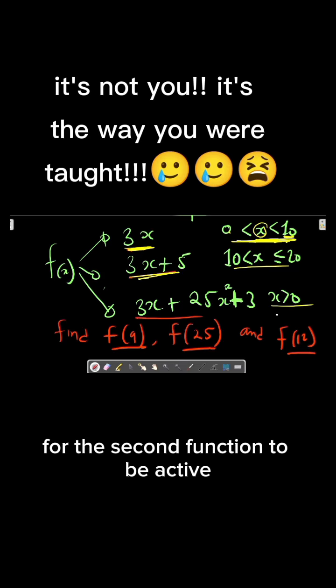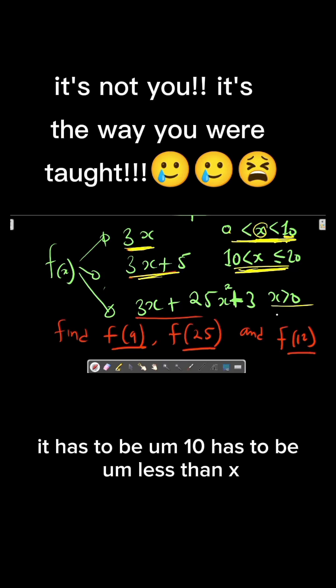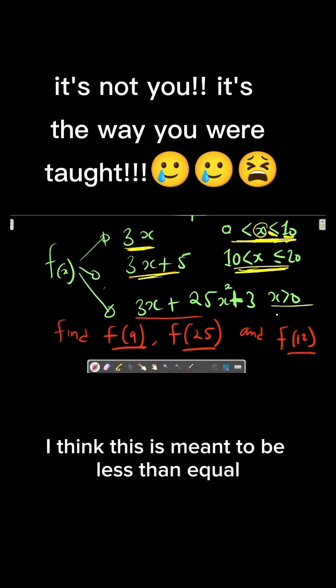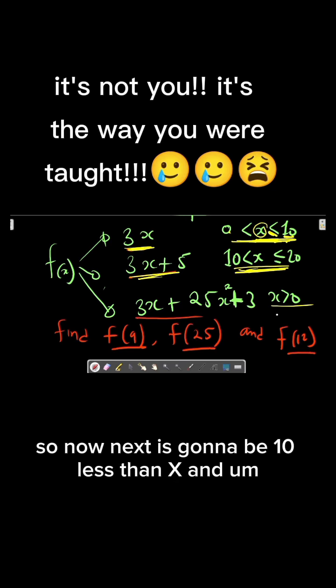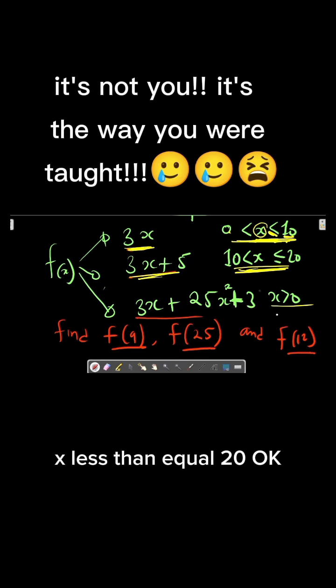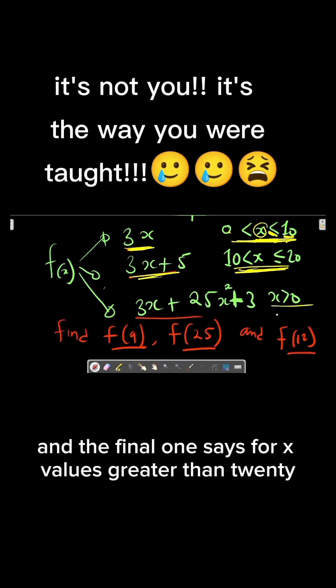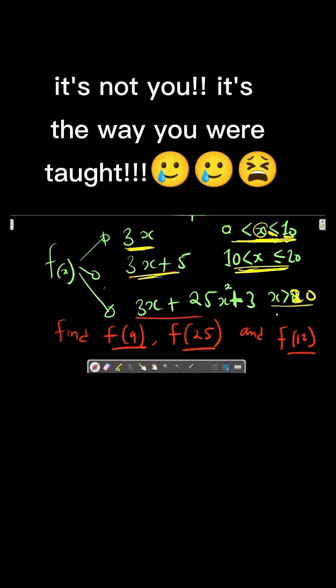For the second function to be active, we can see the condition here. It has to be 10 less than x. I think this is meant to be less than or equal. So next is going to be 10 less than x and x less than or equal to 20. And the final one says for x values greater than 20.